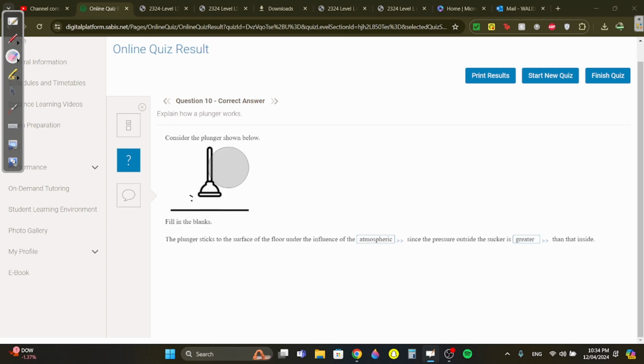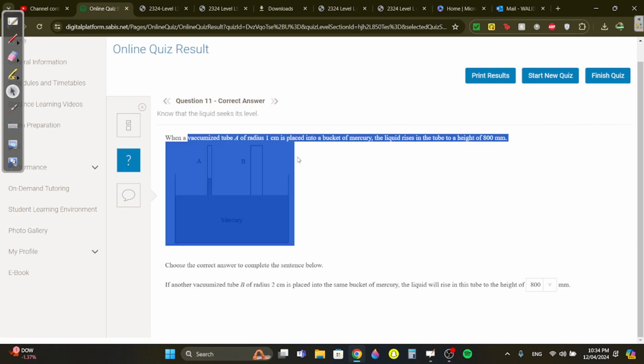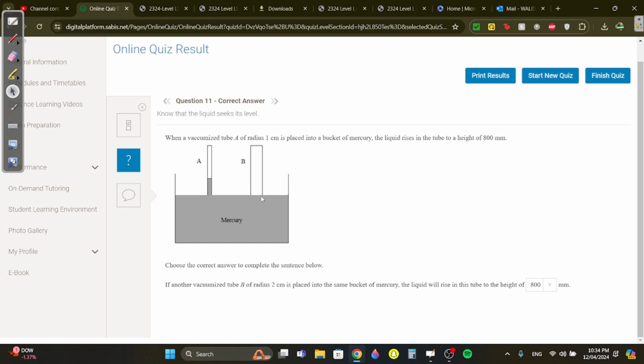Okay, and that atmospheric pressure is way greater than the pressure that's actually inside. You've seen this question many times before. Question 11. When a vacuumized tube A of radius 1 centimeter is placed, the liquid rises to a height of 800 millimeters. If another vacuumized tube B of radius 2 is placed, how much is the height going to be?